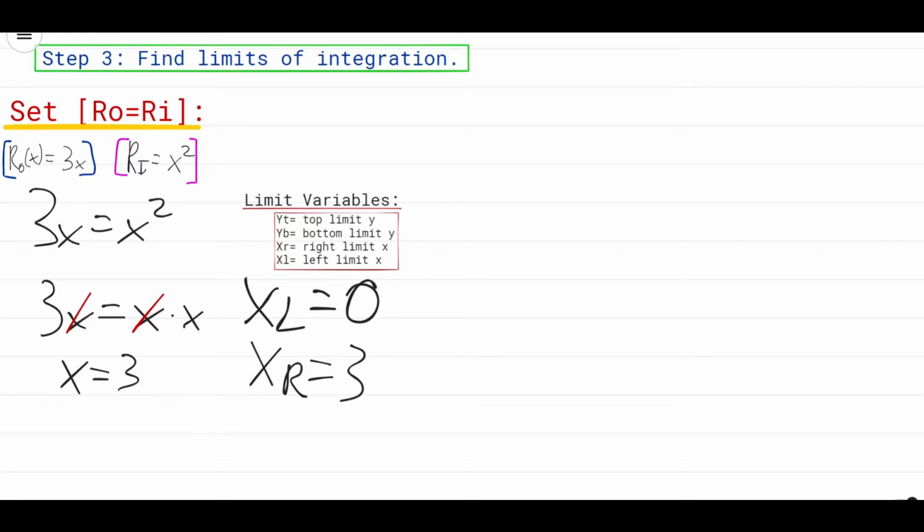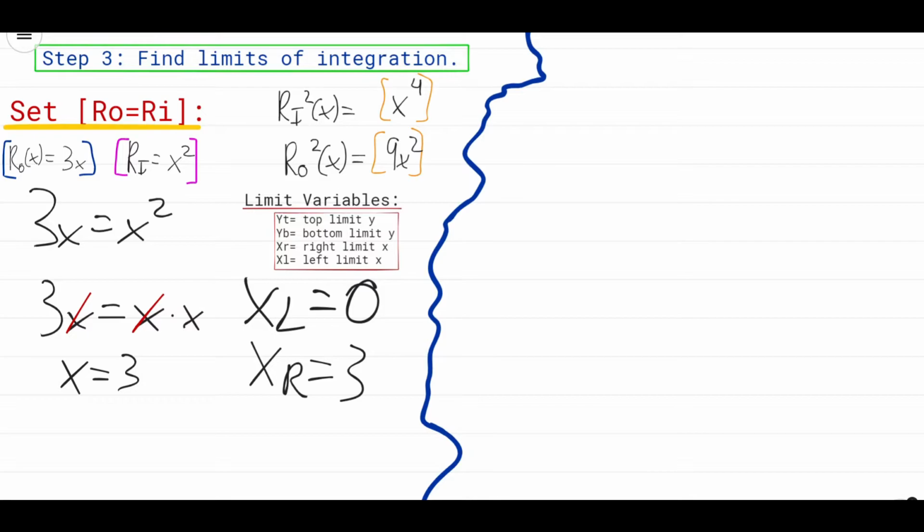And now we need to set up our integral, now that we have our limit variables and we have our two functions, r(o) squared and r(i) squared. So we're going to bring them back, recall them real quick. R(i) squared came out to be x to the 4th power, and the outer radius squared came out to be 9x squared. Please note, I will say it again because it happens a lot, we're setting the radii equal to each other, r(o) and r(i), not the radii squared, the radii. Notice we did not set x to the 4th equal to 9x squared. If you do that, you're going to get a different answer.